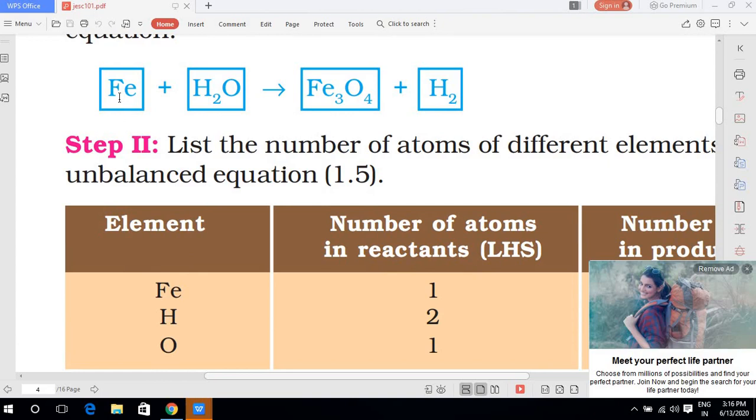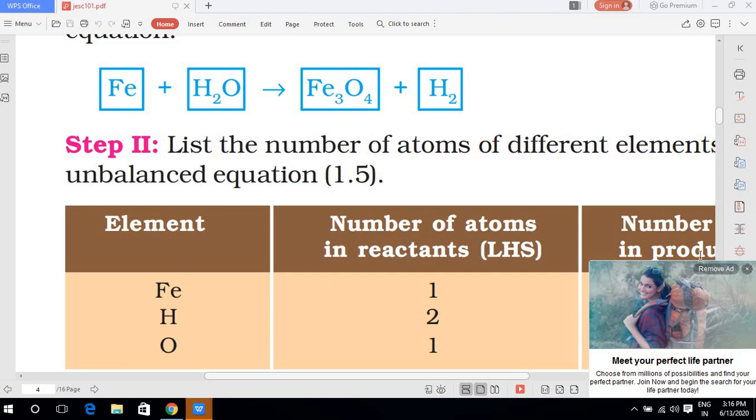So the first one, on the left side and the right side, has iron, so we are writing iron. After that we have H, which is hydrogen, so we write H here. And oxygen is there, so we write O here. In the product it is the same: iron is here, oxygen is here, and hydrogen is here. So we are writing those three elements here.